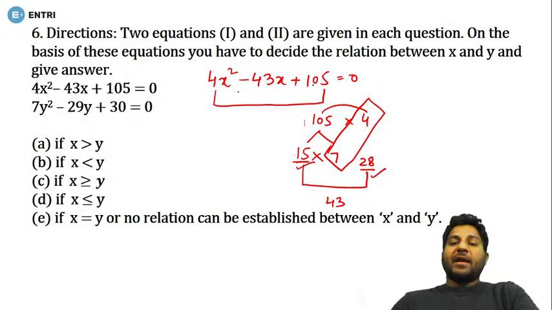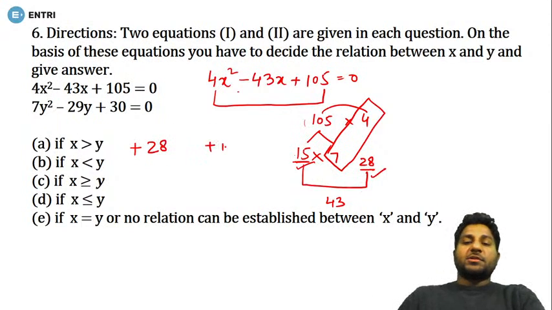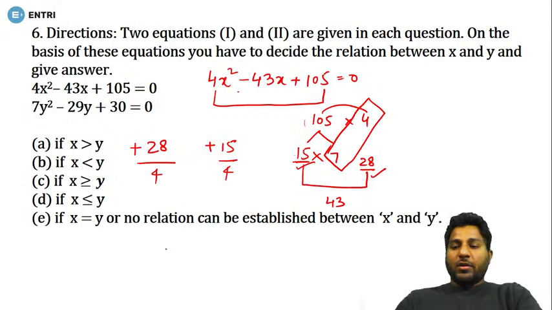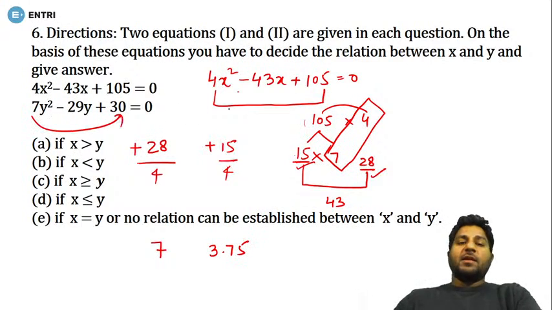So we will be getting minus plus sign. That means we will get both the roots in positive. But remember, we have to divide it by 4. Okay, from here we will be getting 7 and 3.75. Okay, now let's solve the next one.